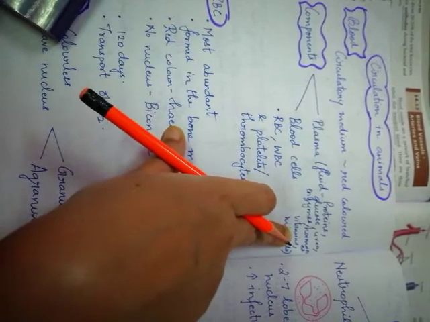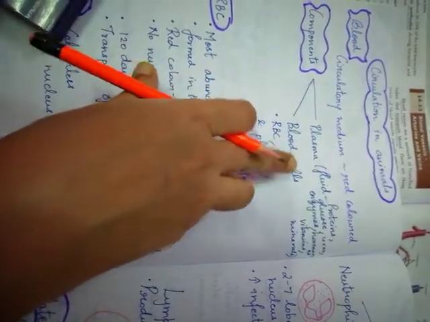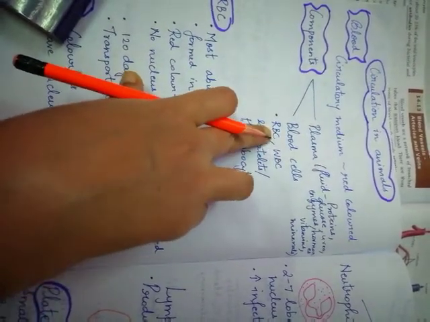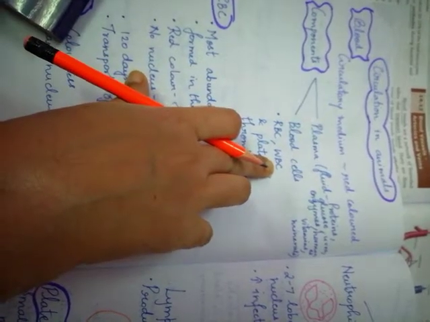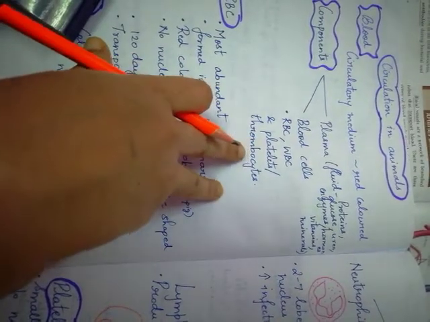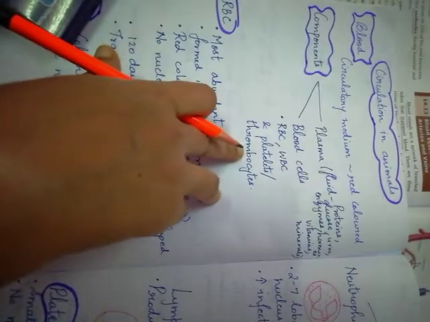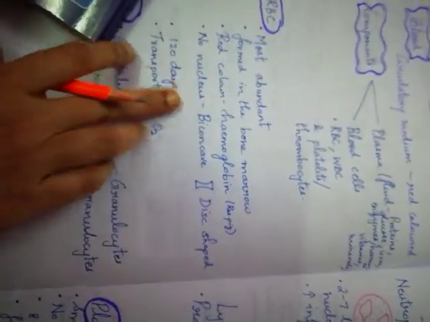Other than plasma, one more component of blood is blood cells. So under blood cells you have three types: RBC, red blood corpuscles, WBC, white blood corpuscles, and platelets. Platelets are otherwise called thrombocytes. So these three types of blood cells are found in the blood. Now let us see what is RBC.